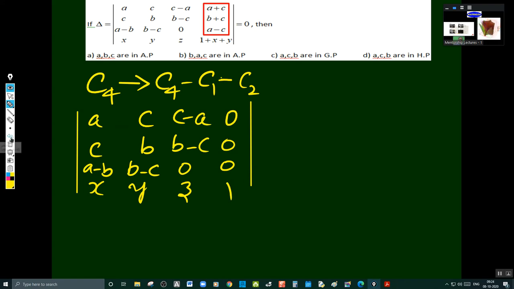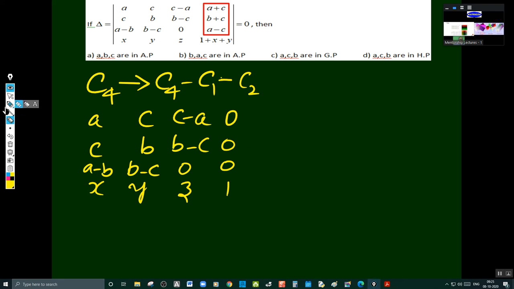Okay. So we got it comfortably. And this is a 3 by 3 determinant. Now it is expressed as a 3 by 3 determinant. By making these 3 zeros, you can expand this determinant through the 4th column, isn't it?